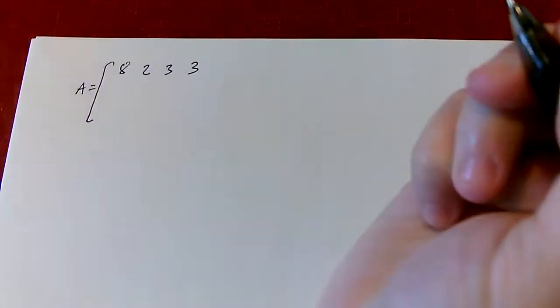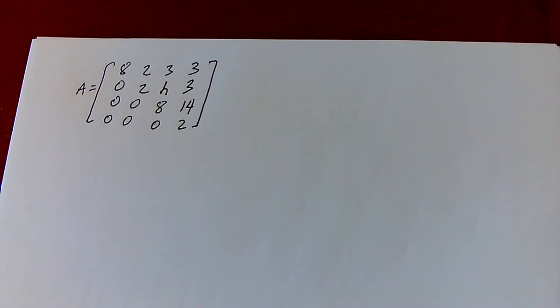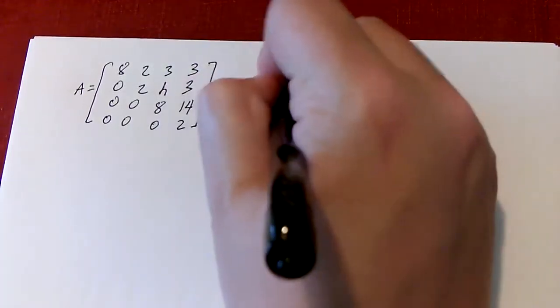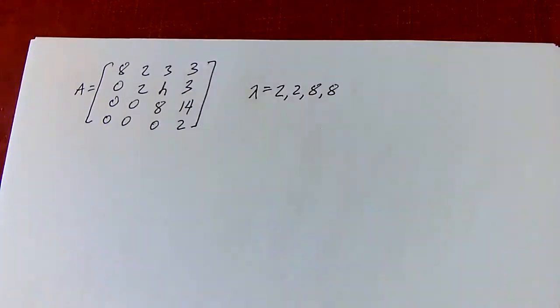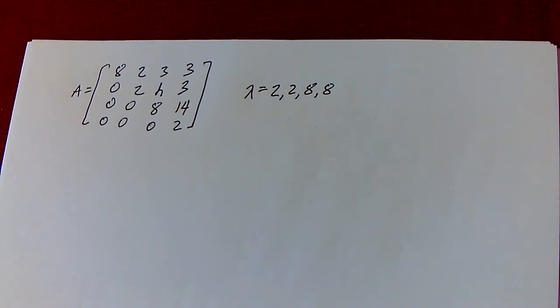I have a matrix A. This matrix A is 8, 2, 3, 3, 0, 2, h, 3, 0, 0, 8, 14, 0, 0, 0, 2. Okay? So clearly this is triangular. So lambda is equal to 2, 2, 8, and 8, subject to the multiplicities. Now, your multiplicity tells you that there could be 2 eigenvectors. It doesn't guarantee it, but there could be 2 eigenvectors.